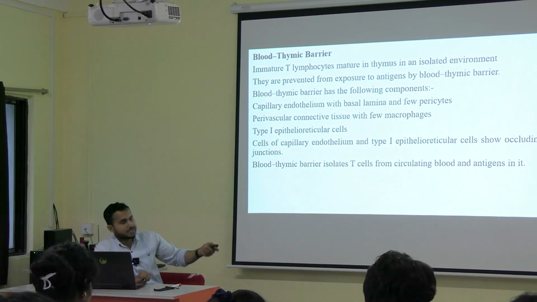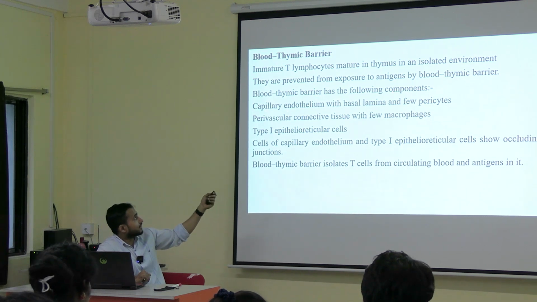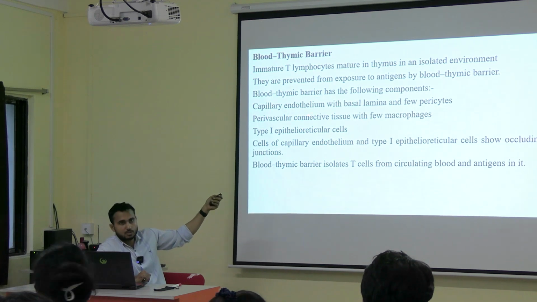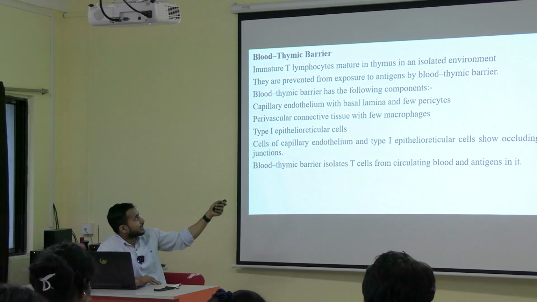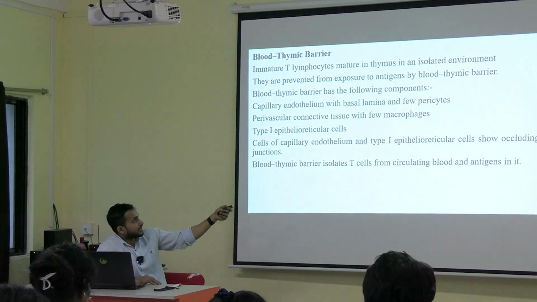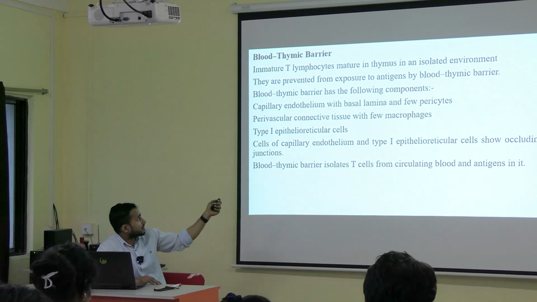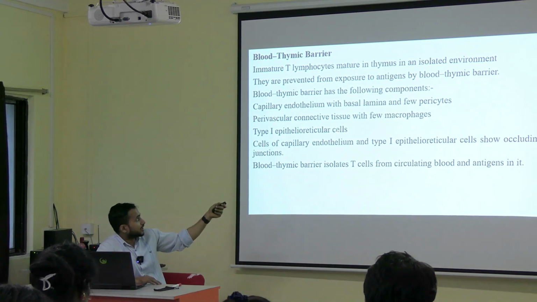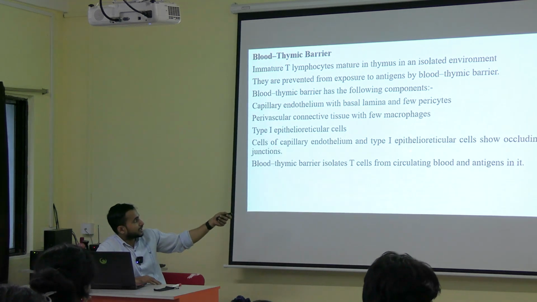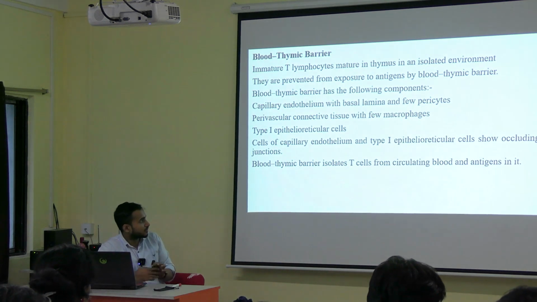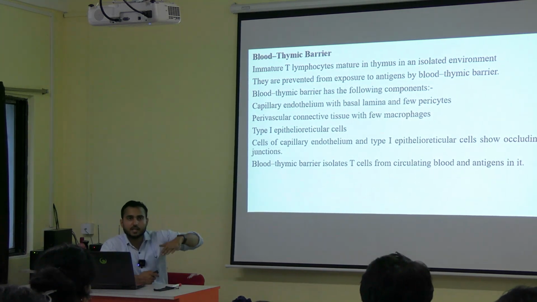So if you see the layers, the blood thymic barrier has the following components. First of all, the capillary endothelium, which will be the innermost layer. Capillary endothelium with basal lamina, along with that a few pericytes. Then perivascular connective tissue with a few macrophages. Then type 1 epithelio-reticular cells, and cells of the capillary endothelium with type 1 epithelio-reticular cells, where they have the occluding junction. So these are the layers which are present.